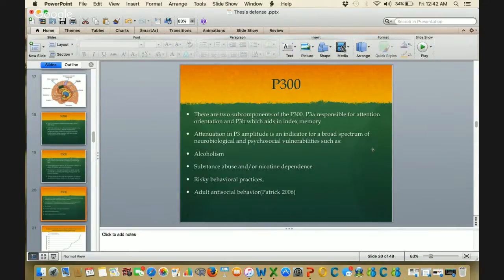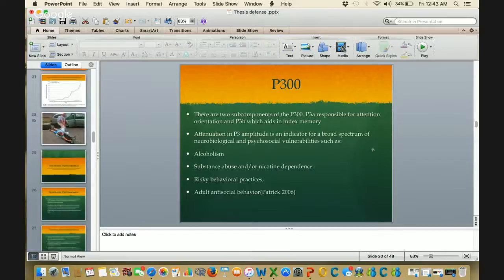The P300 is actually composed of two subunits as well. The P3A is responsible for attentional orientation, and the P3B aids in indexing memory. And any reduction that we see in the P3 peaks is something that you'll usually see in some type of substance abuse, substance dependency, risky behavior practices, or adult antisocial behaviors.